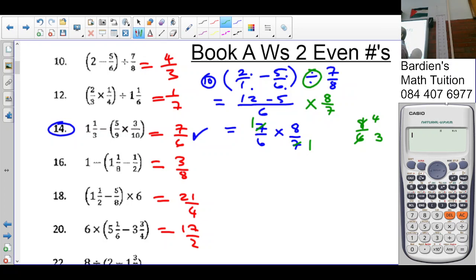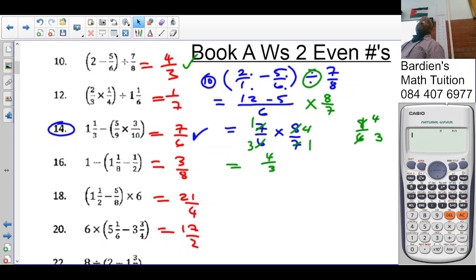You understand? But what you could have done here was already 2 goes into here 3 times, 2 goes into here 4 times. 1 times 4 is 4, 1 times 3 is? You understand? Which makes that correct. Okay, any questions regarding this one? Yes? It's still fine if you write it as a mixed fraction, 1 and 1 over 3, absolutely.